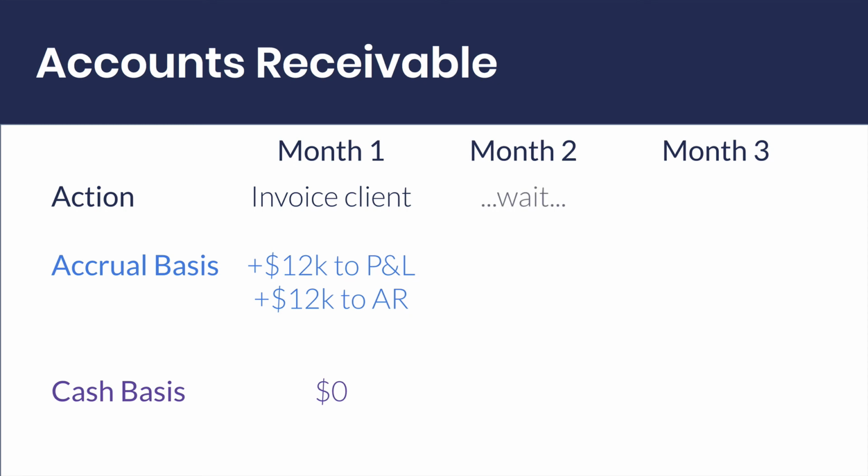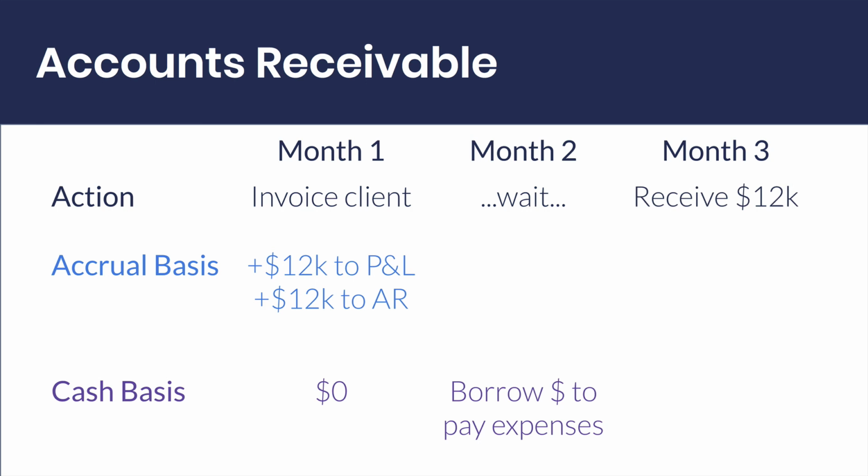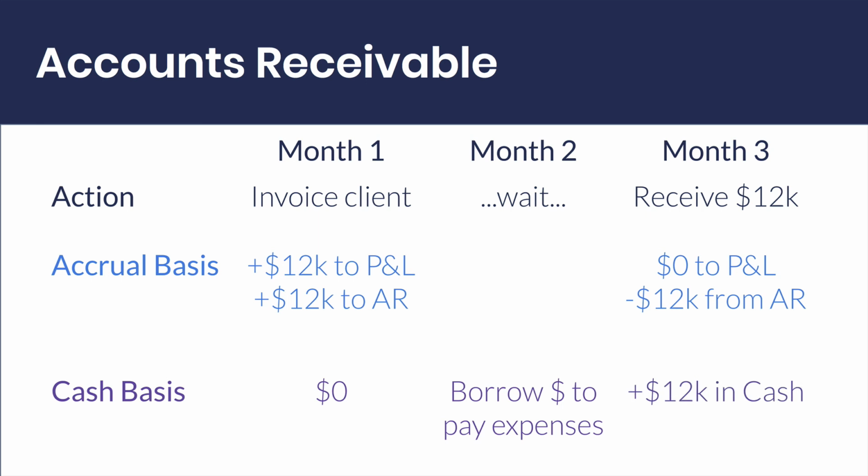And if the company's going to take 60 days to pay, I may have to wait a few months. So in month 2, I'm waiting. I may even have to borrow money to pay my expenses because I still don't have the cash from the company. In month 3, I finally received the $12,000. So nothing changes on my profit and loss statement because I've already recorded the income in month 1. We subtract the $12,000 from my accounts receivable account on my balance sheet, and I actually receive the $12,000 in cash at that point. So you can see there's a gap between when I invoice the client and when I receive the cash. Even though on my income statement, my profit and loss statement, I'm showing that income, I don't actually have the cash to use.